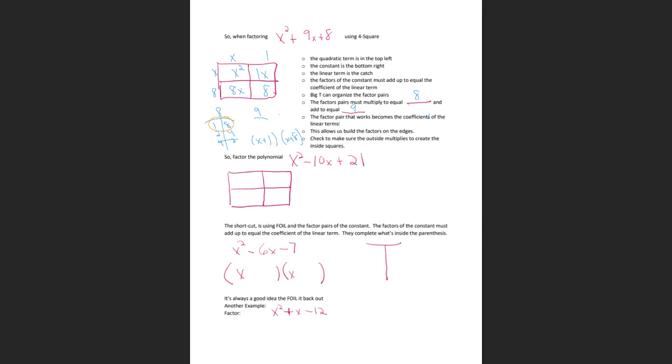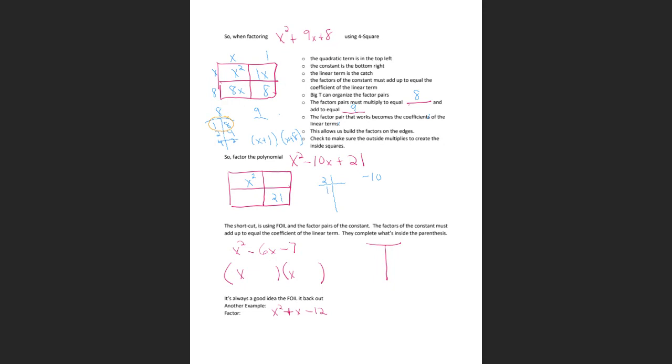So when I want to factor this polynomial using four square, the quadratic term goes in the top left. The constant goes in the bottom right. Now, what we need here is to build these two linear terms. How we do that is the factors of the 21, and I'm going to use big T for that, must add together to give me this negative 10. So we're going to start with big T and find the factors of 21.